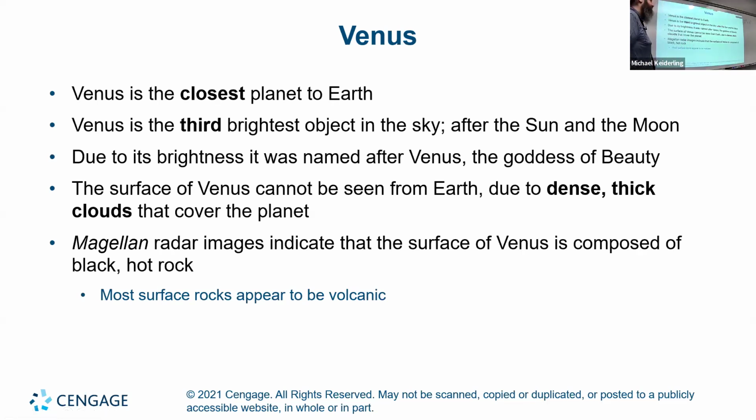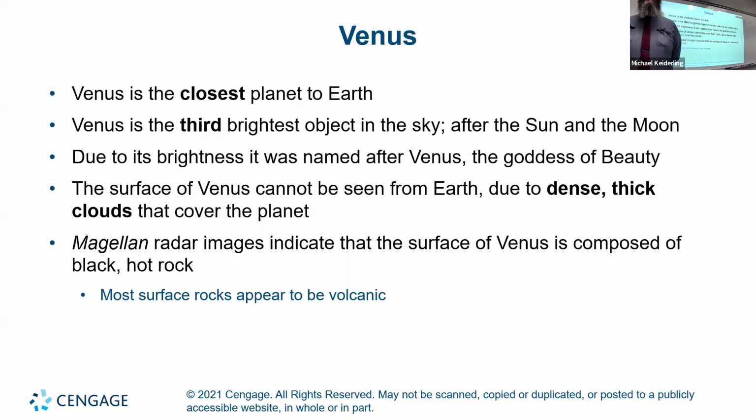So, Venus is the planet that gets closest to Earth. Its orbit is the closest to Earth's orbit. It's the 3rd brightest object in the sky after the Sun and the Moon because it's covered in thick clouds that are very reflective. So it's both close to Earth and the Sun, but also it reflects a lot of light. That's why it's so bright. And due to its brightness, it was named after Venus, the goddess of beauty. And the surface of Venus can't be seen from Earth due to the dense, thick clouds that cover the planet.